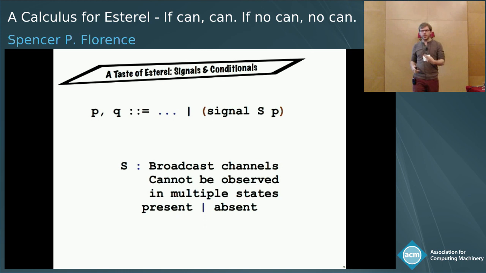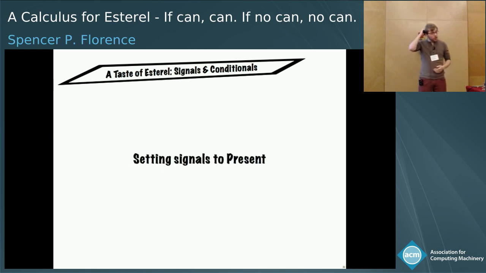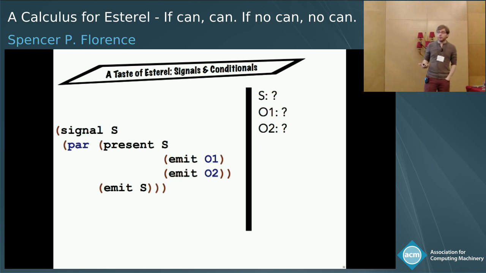There are only two things that a program can do with a signal. It can emit the signal, which is to say make it present, or it can test whether the signal is present. The present form here says that if S is present currently, then run P. If it is absent, then run Q. So what does a program look like that sets a signal to present? What I'm going to do is walk through some example programs, and on the side I'm going to record what we know about the signals in the program.